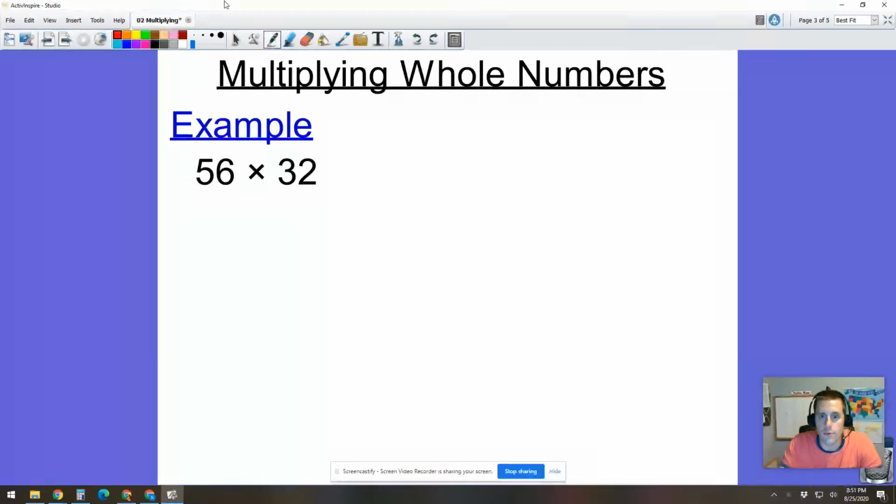We're going to continue our review from previous grade levels, and today we're going to talk about multiplying multi-digit whole numbers. You should see the first example on your screen, and just like last time, I'd love for you to take out a sheet of paper and work through this problem with me.